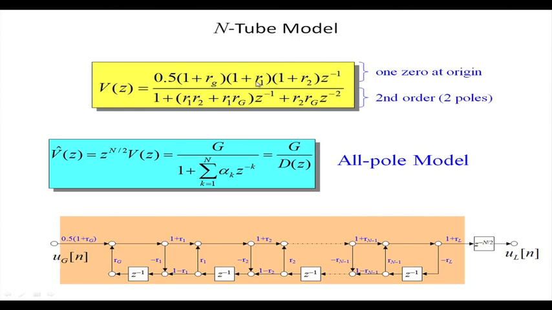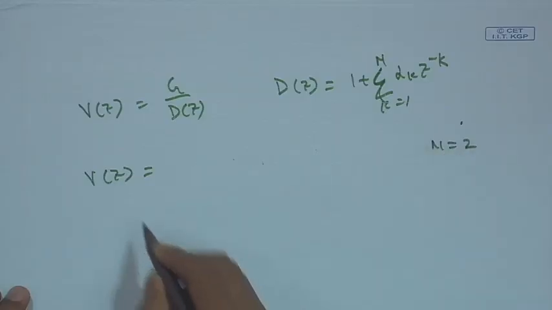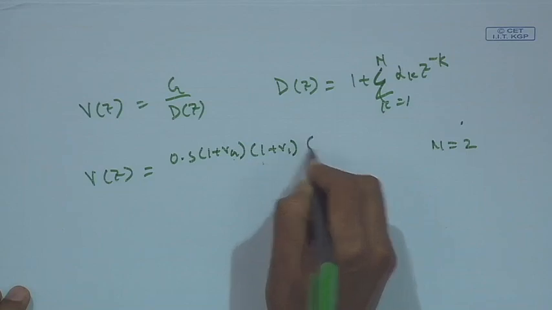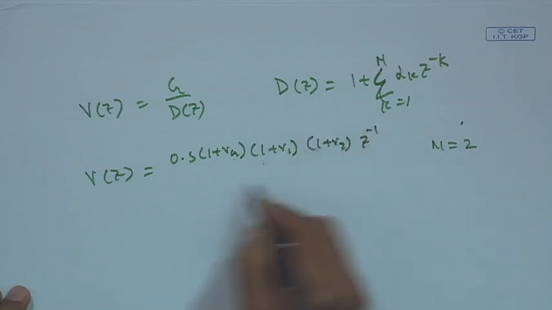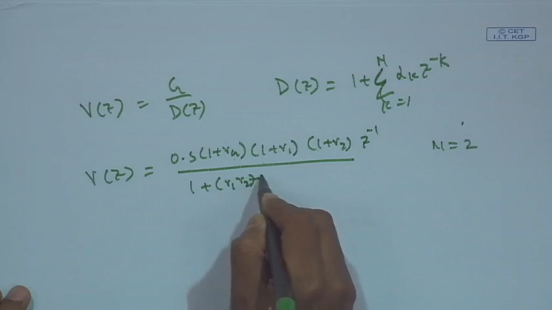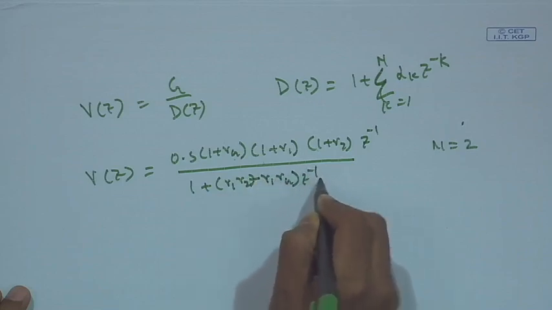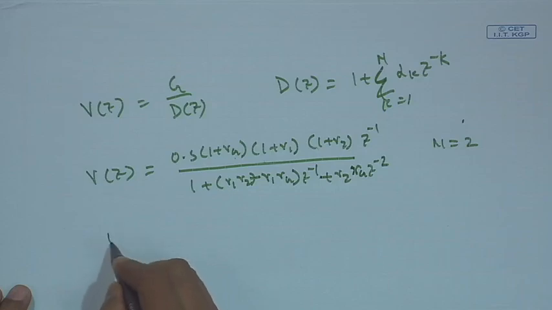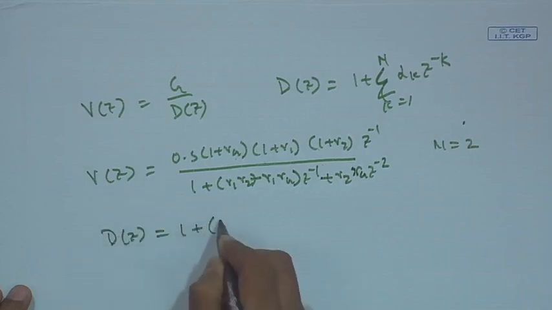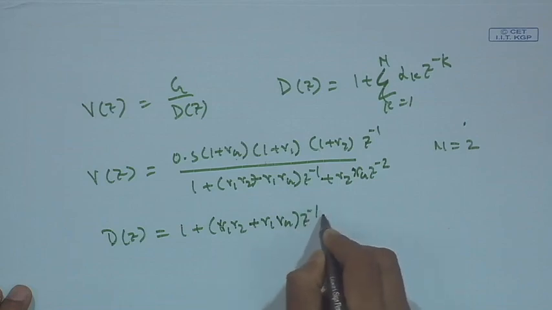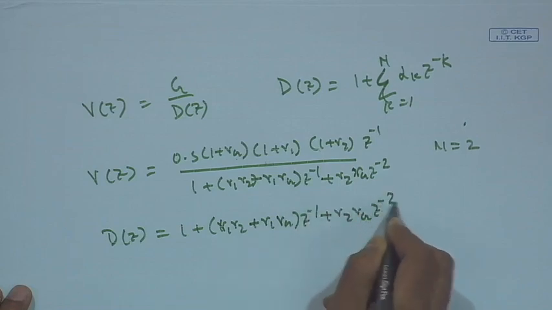For the two tube model, n equal to 2, V(z) is 0.5 (1 plus Rg)(1 plus R1)(1 plus R2) z to the power minus 1, divided by 1 plus (R1 R2 plus R1 Rg) z to the power minus 1 plus R2 Rg z to the power minus 2. So, D(z) for the two tube model is 1 plus (R1 R2 plus R1 Rg) z to the power minus 1 plus R2 Rg z to the power minus 2.